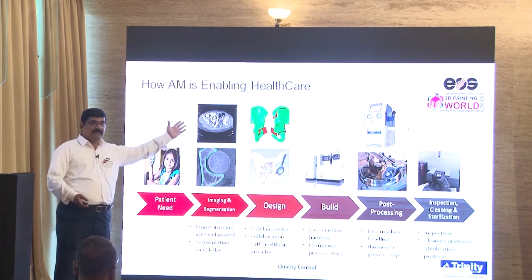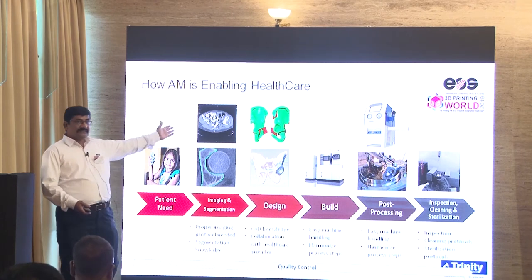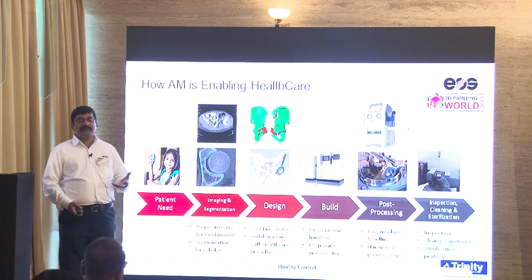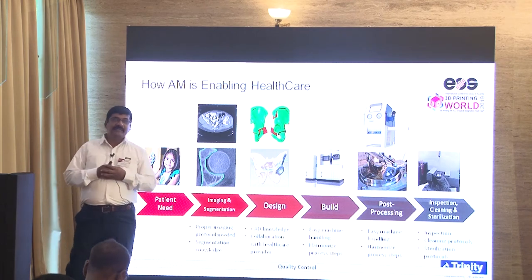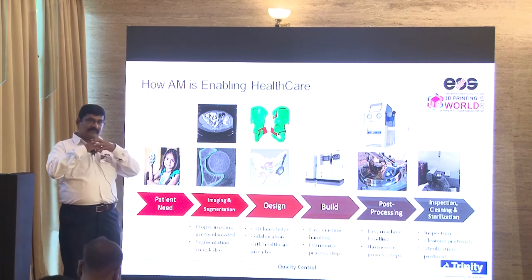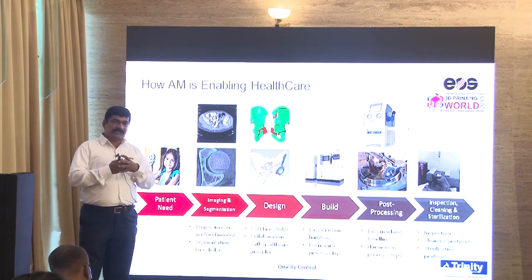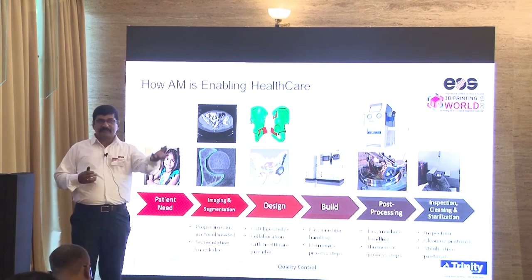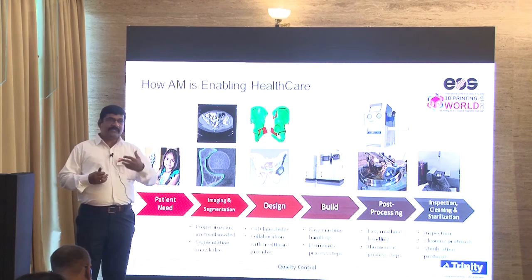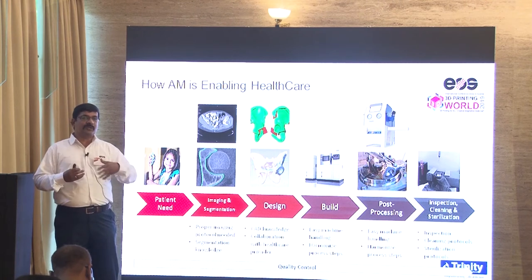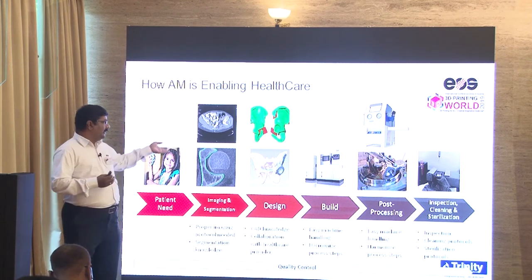This is where EOS is very good, and then you do post-processing. That means if you have an acetabular cup, the inner side has to be machined. You need to do a post-operation on that. It's not that you get the 3D print from your machine and directly use it. You need to do some kind of post-processing operations on that, then you can use it.